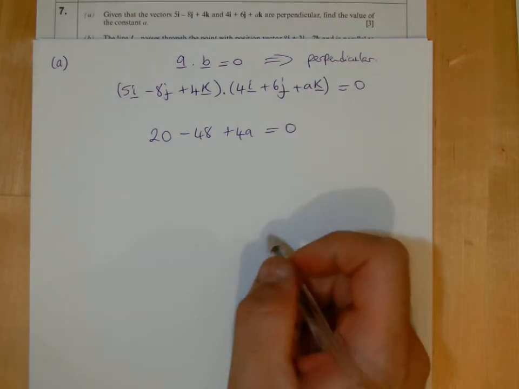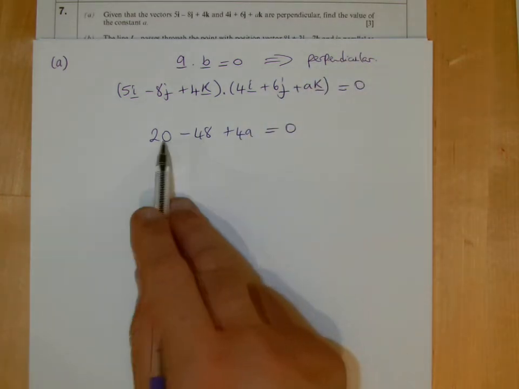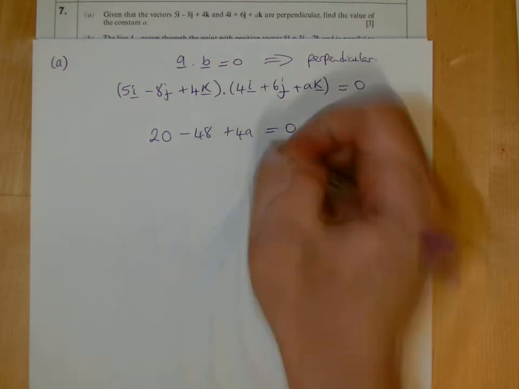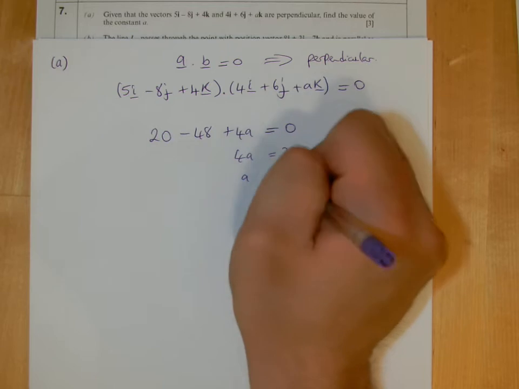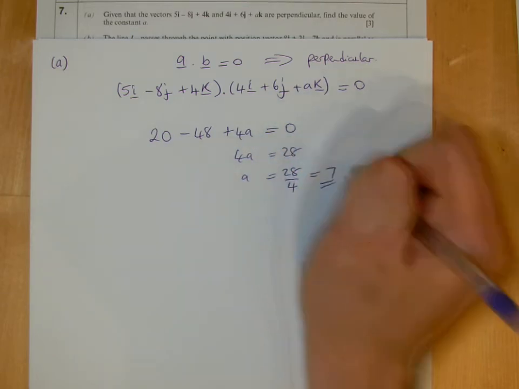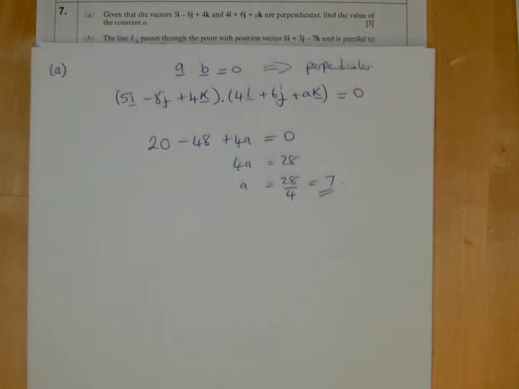And you multiply the i's, j's and k's together. Put this together, I think that comes to minus 28. Take it over to the side so we get 28. So then a would be 28 over 4, which equals 7. So we found the value of that constant.